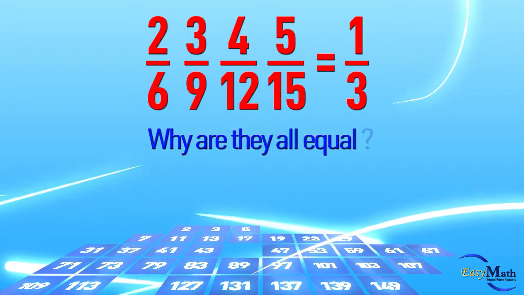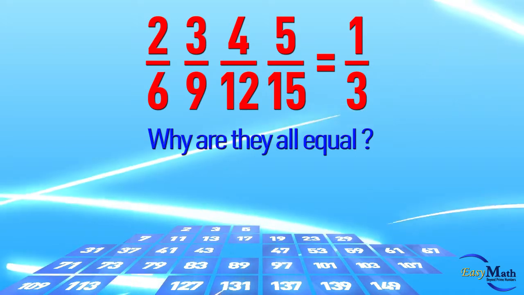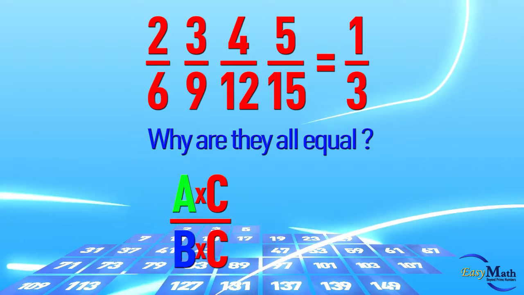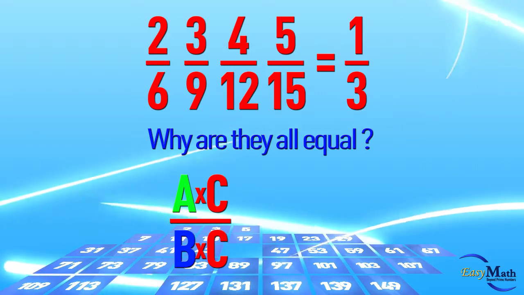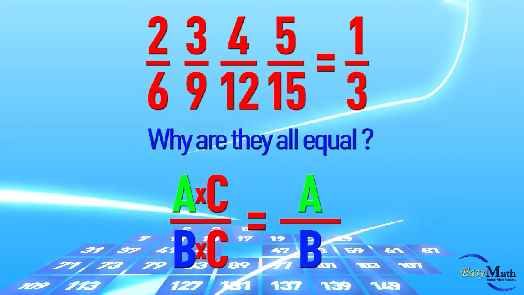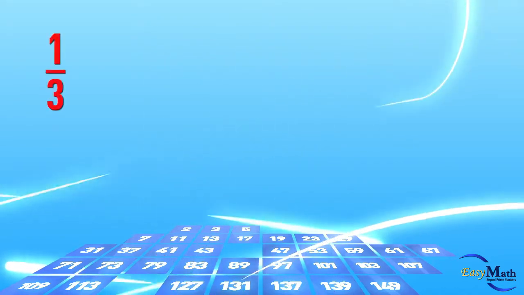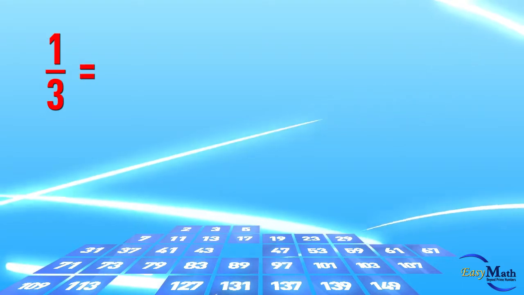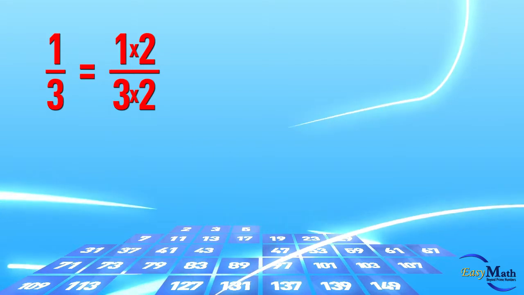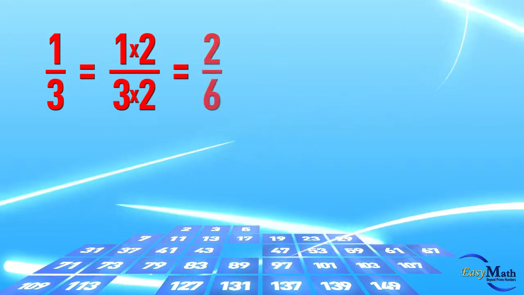Why are they all equal? Because when you multiply or divide both the numerator and the denominator of a fraction by the same number, you don't change the value of the fraction. So, 1/3 is equivalent to 1 times 2 over 3 times 2, which equals 2/6.